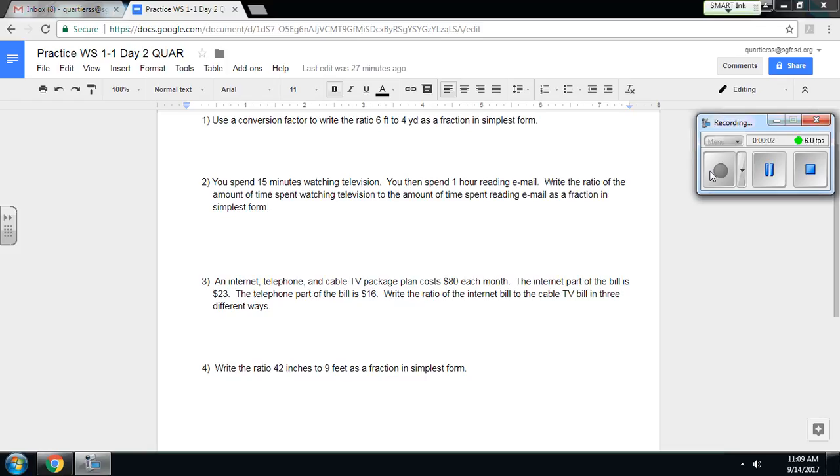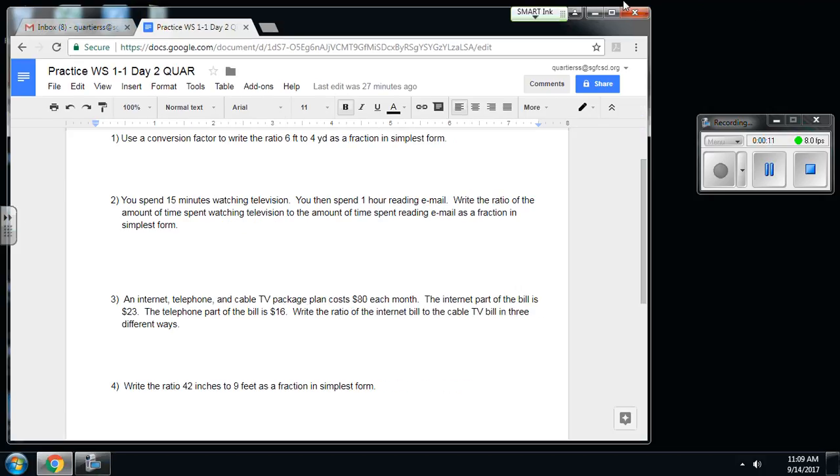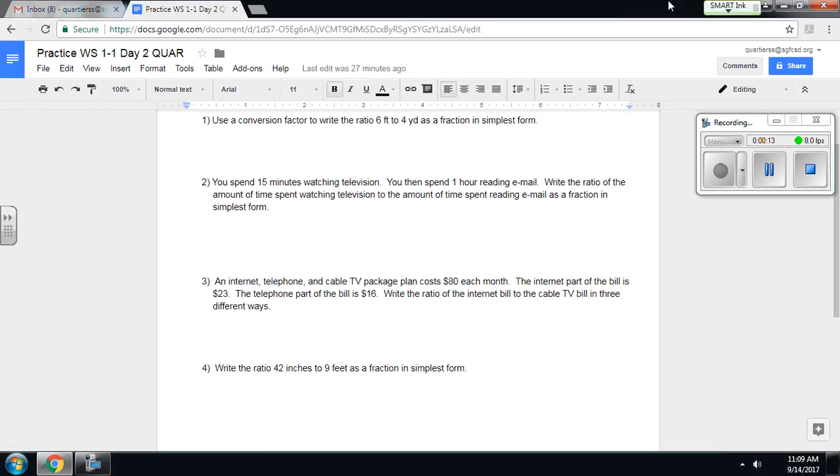All right, class, so we're going to take a look at the practice worksheet that we started in math class today. Number 1 says use a conversion factor to write the ratio 6 feet to 4 yards as a fraction in simplest form. If you got help on this and you know you did it right, then you can go ahead and skip to number 2. But for right now, let's take a look at this.